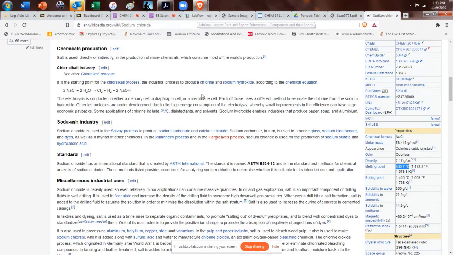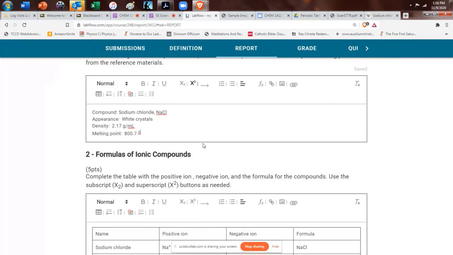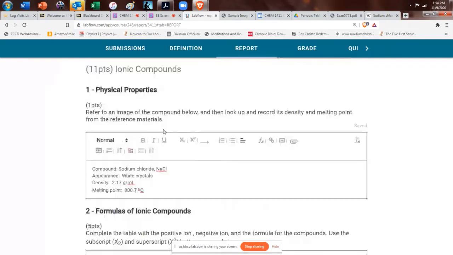800.7. Go back to the Labflow report, 800.7. So you can find these melting points, and this is degrees Celsius. I'll do a little superscript O for degrees, and then I'll take the superscript off Celsius. So degrees Celsius. Basically that's all you really have to do for this part, is use reference materials, record the density and melting point from reference materials.